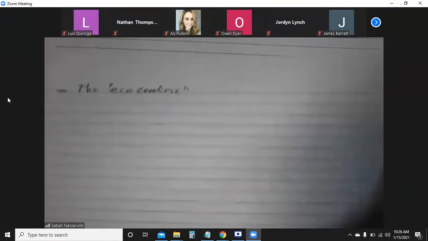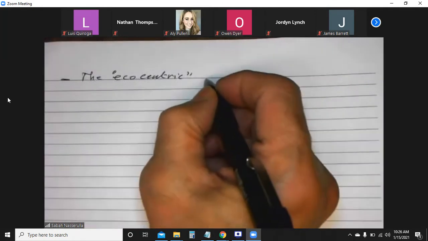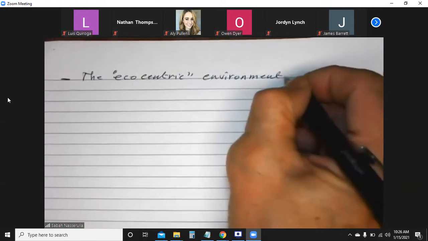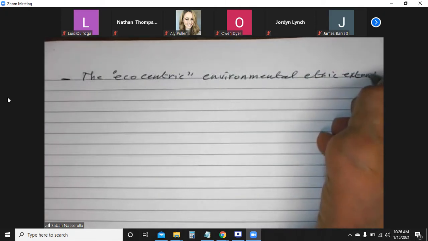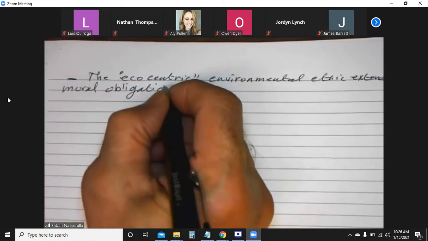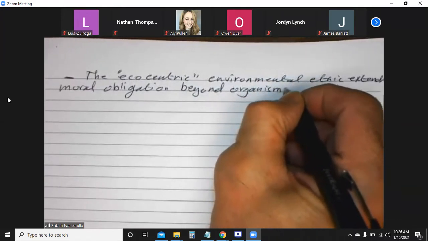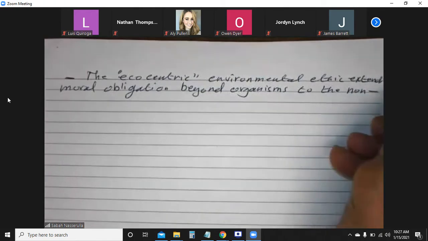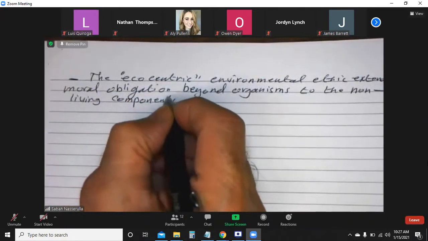I'm just going to put here, if you want, let me know. The ecocentric environmental ethic extends moral obligation beyond organisms to the non-living components of the environment.